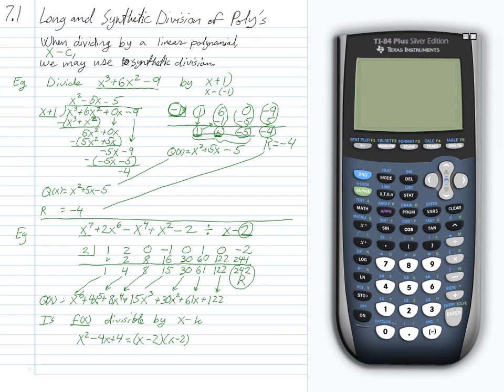So if a factor divides a polynomial evenly, that is, if we get a remainder of 0, then we could say that that factor is one of the factors of the polynomial. One of our main goals is going to be factoring polynomials, so being able to quickly determine whether a linear factor is a factor of a polynomial is going to be of great use to us.